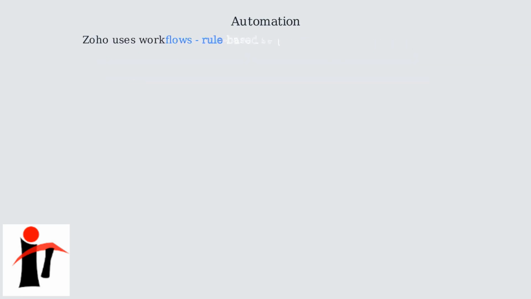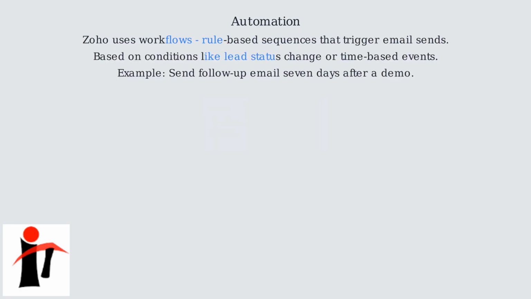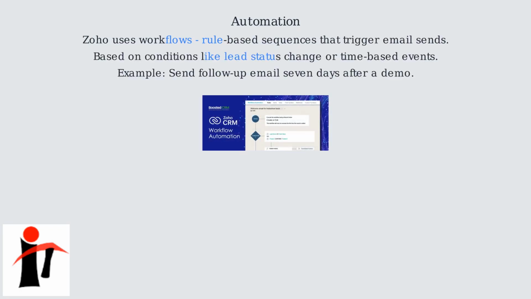For automation, Zoho uses workflows. These are rule-based sequences that trigger email sends based on specific conditions, like a lead status change or a time-based event. For instance, you can send a follow-up email 7 days after a demo.